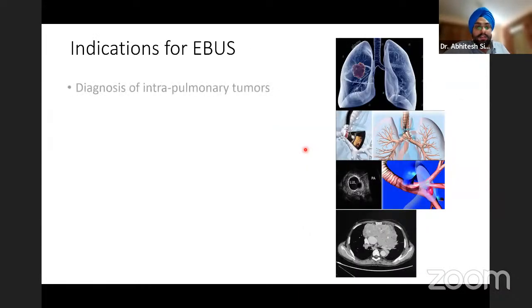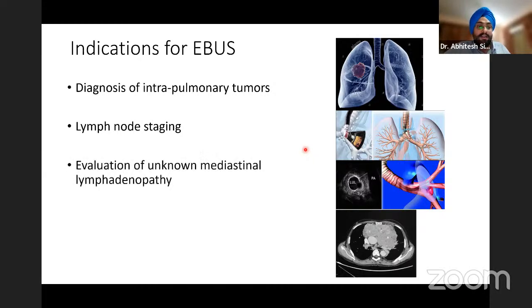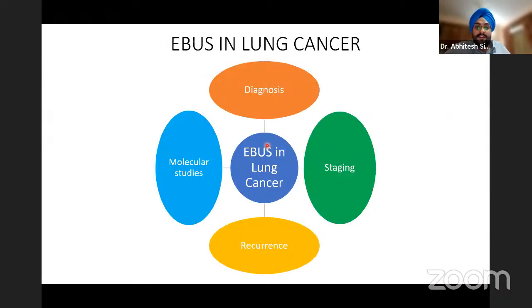So when do we do an EBUS? We can diagnose any intrapulmonary tumors. We can do lymph node staging. We can evaluate any unknown mediastinal lymphadenopathy, which we don't know the cause of, and any mediastinal tumors. Again, in lung cancer, EBUS can help us in diagnosis, staging, and in a recurrent setting, and if we have a facility of cell block, then we can have molecular studies done with this also.